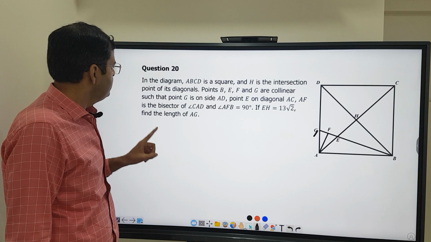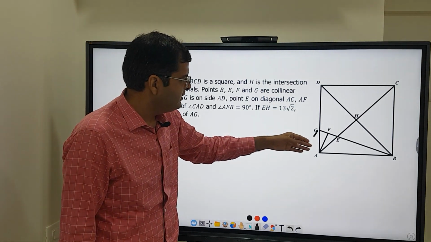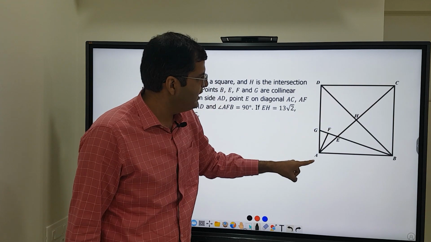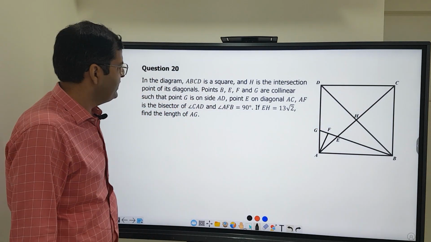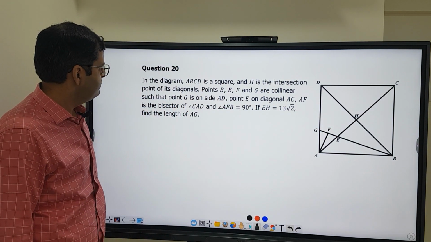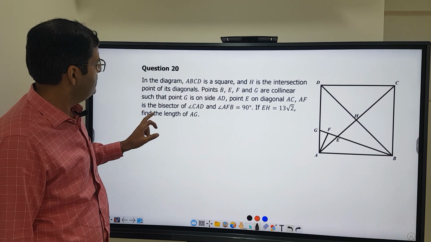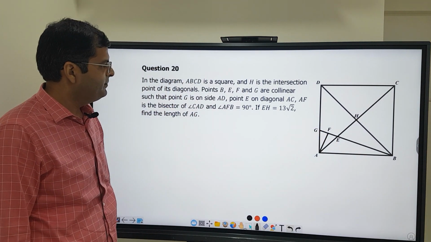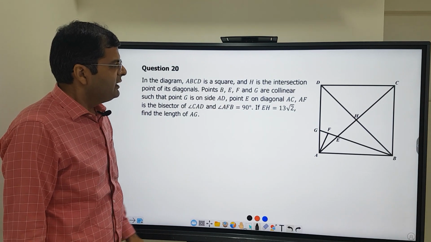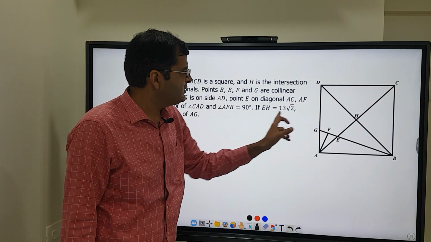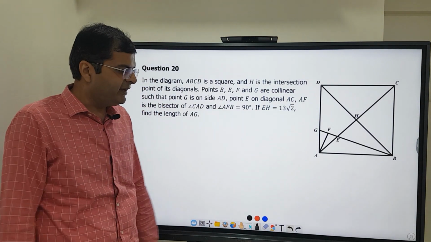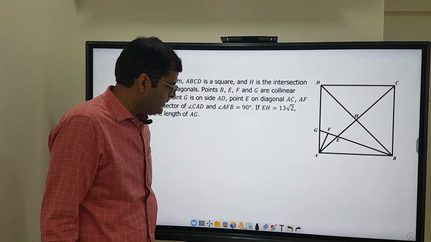AF is the bisector of angle CAD, and angle AFB is 90 degrees. If EH is 13 root 2, find the length of AG. Quite a complicated question.